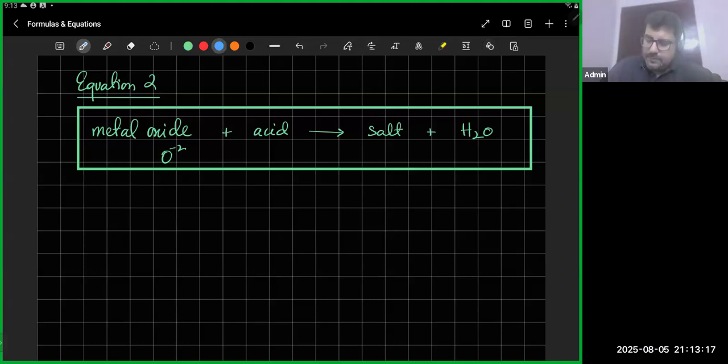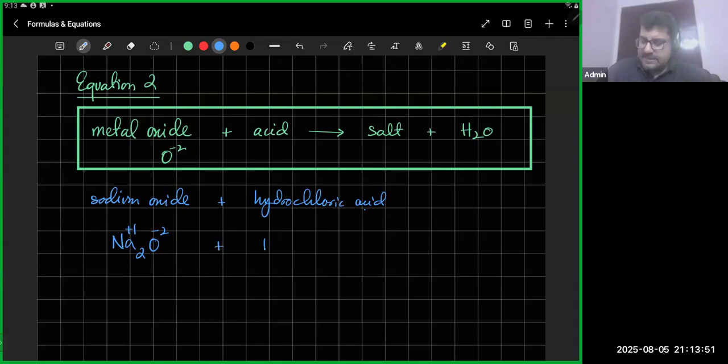So let's do one reaction: sodium oxide with hydrochloric acid. Sodium is Na. Na is group 1, so it's +1. Oxide is oxygen, which is in group 6, so it's -2. So what will the formula be? If you do the crisscross, it's going to be Na2O. Plus, what is hydrochloric acid? That is HCl, H plus 1 and Cl minus 1 joined together.